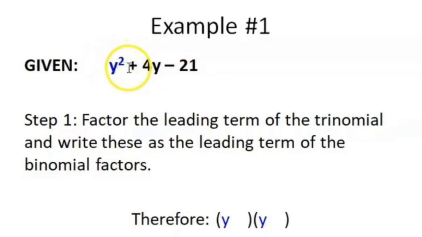So our first term is y squared. So this is a trinomial whose leading coefficient is 1. Okay? So, according to step 1, i-factor po natin ito, yung first term. So, y squared, the factor of y squared is y and y. Because y squared is the product of y multiplied by another y. So, y squared. And we will write this one as the leading term of our binomial factor. So, ito na po ang ating step 1. So, we will go to step number 2.